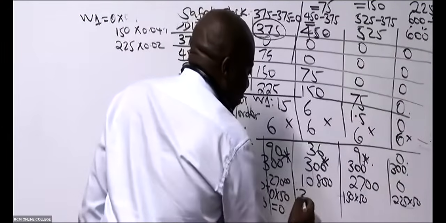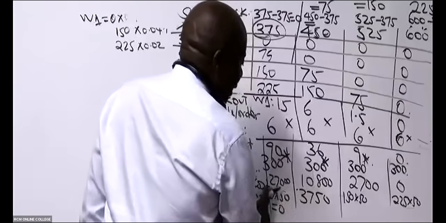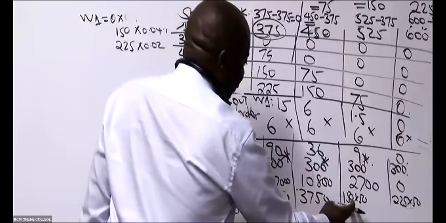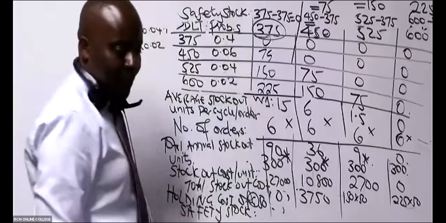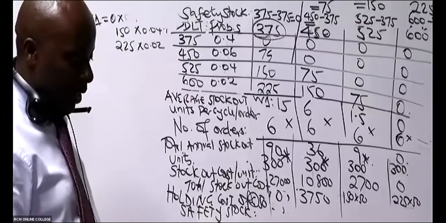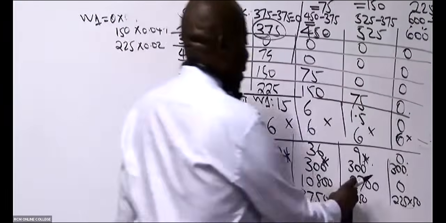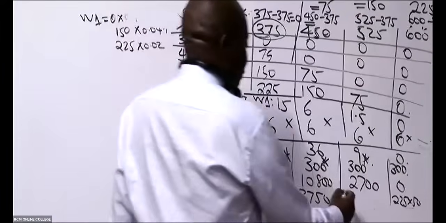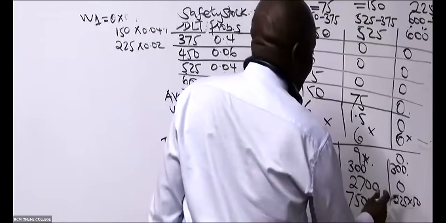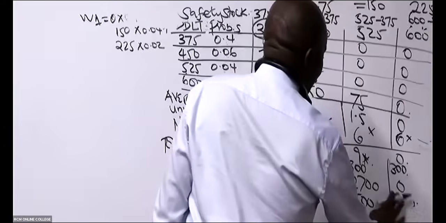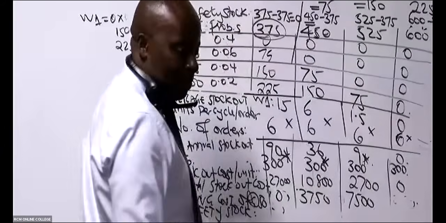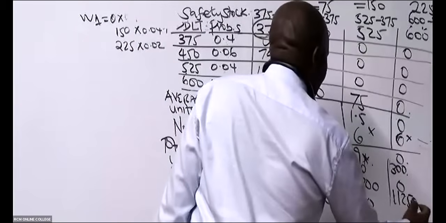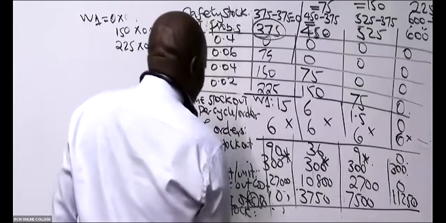I'm told here, Mwalimu, 3750. This one I'm writing 0 there. How about 150 times 50? 7500. The next one is 7500. And then the very last one is 225 times 50, which will give me what figure? 11250. So now you have 11250, and then you come and give us the total cost.